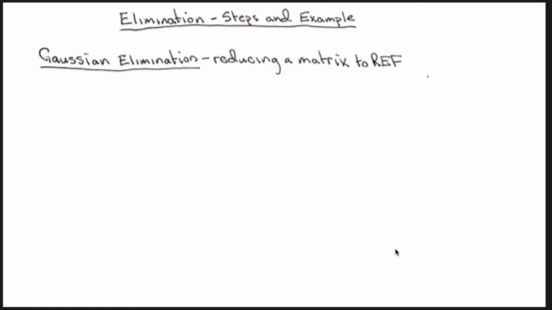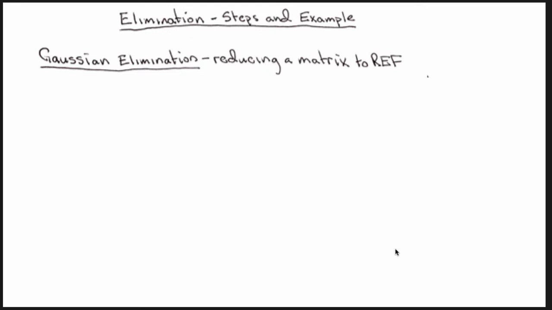Okay, welcome back. Here's where we go through another video where I'm going to talk about the steps to actually perform the elimination, and then like I said, I'll go through an example. So Gaussian elimination is the term for reducing a matrix to row echelon form.